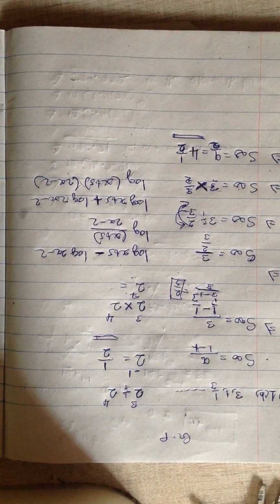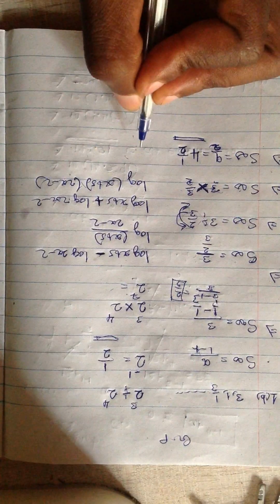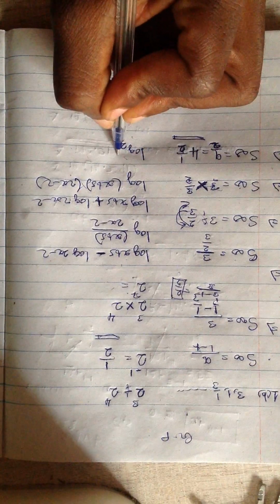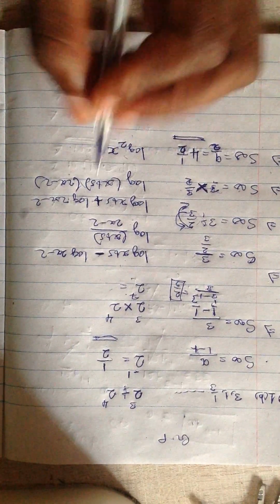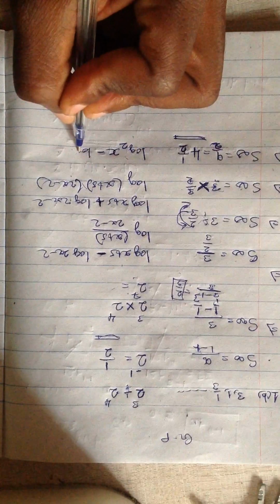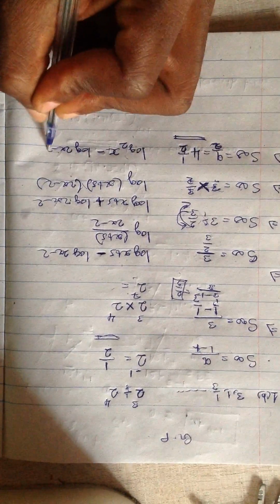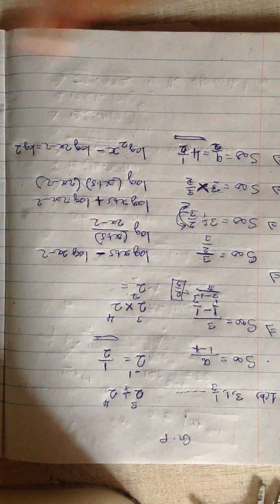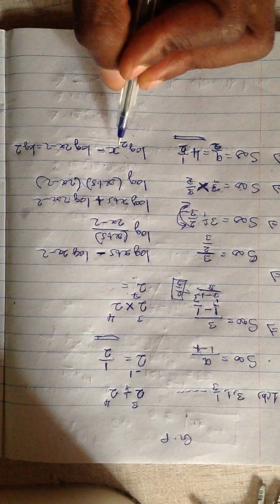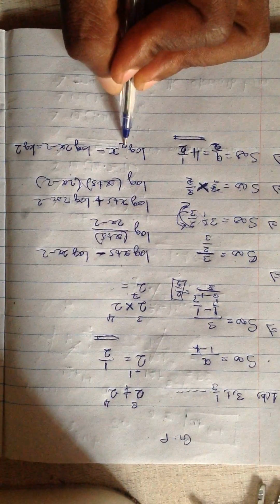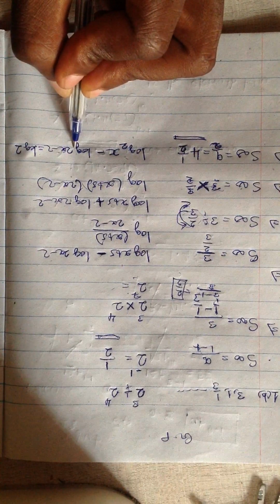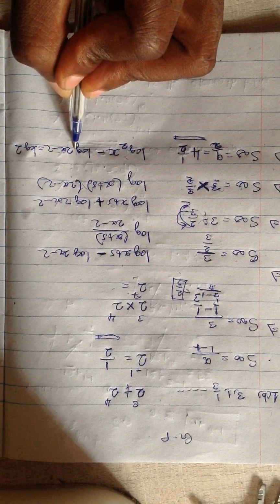Okay, we can proceed. But if the log base is indicated, like you have log base 2 of x, then minus log 2x minus 2 equals log 2, you cannot divide these two. Why? It's because the bases are different. Here the base has been indicated as base 2, but here the base is not indicated. If the base is not indicated, just know that it is 10, which they have been talking about.